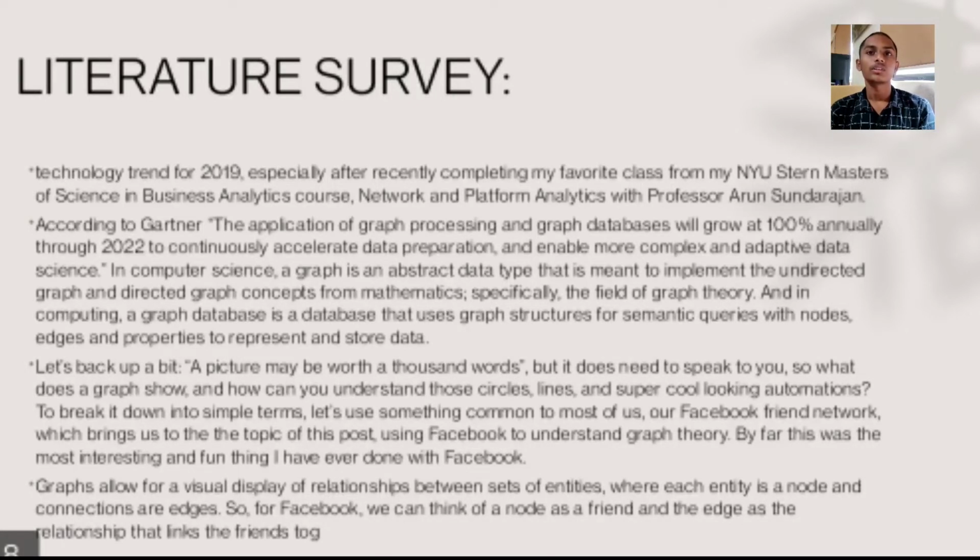In computer science, a graph is an abstract data type that is meant to implement the undirected graph and directed graph concepts from mathematics, especially the field of graph theory. A graph database uses graph structures with nodes, edges, and properties to represent and store data.